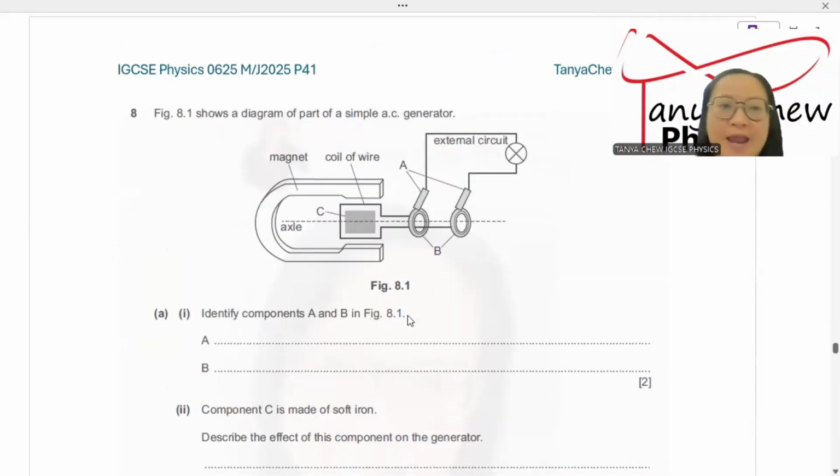Number 8, Fig 8.1 shows a diagram of part of a simple AC generator. How do I know this is an AC generator? Do you see that the two rings, B, are not connected to any power supply, not connected to a cell, not connected to a battery? This is called an AC generator because we want to generate electricity.